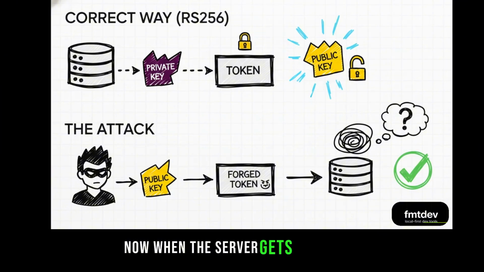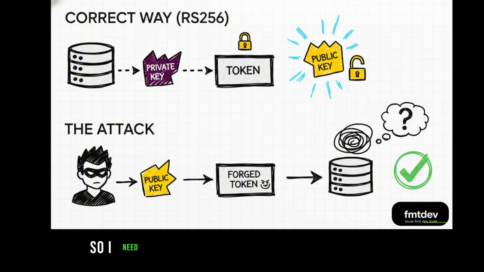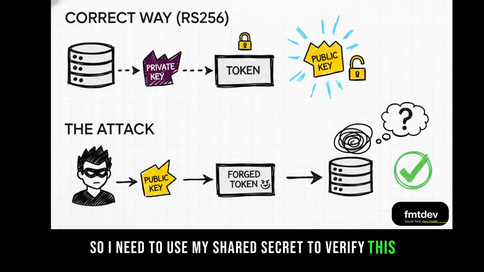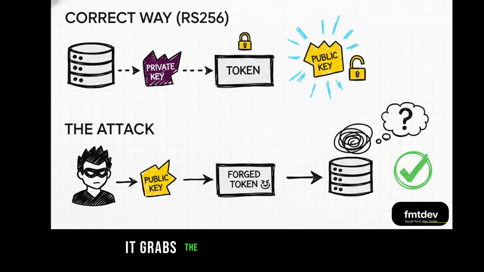Now, when the server gets this token, it looks at the header and thinks, okay, it says HS-256, so I need to use my shared secret to verify this. But what secret does it grab? It grabs the public key it has on file. So the attacker signed with the public key, and the server just verified with the public key. The signatures match, and the fake token gets a green light.